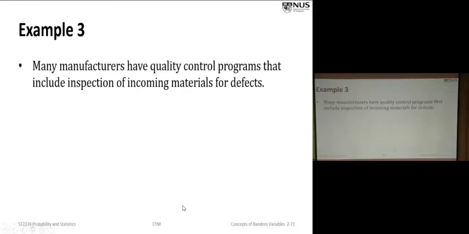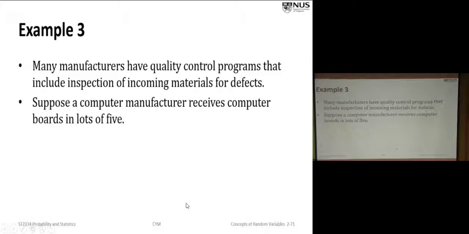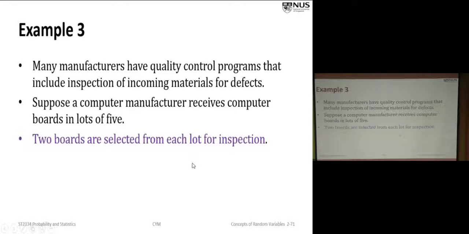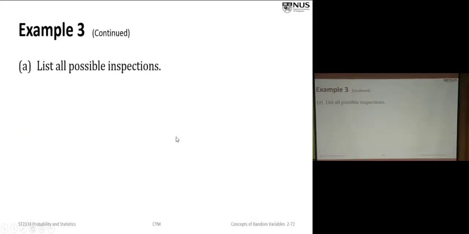Okay, another example. So we have to check this incoming material for defects. And we look at a lot of 5. Then we select 2 out of these 5 items and check for defectives. So we're asked to list all possible inspections. So basically you have a lot which has 5 items, and I select 2. So you have to list out what are these possible ways, what are these possible items being selected.